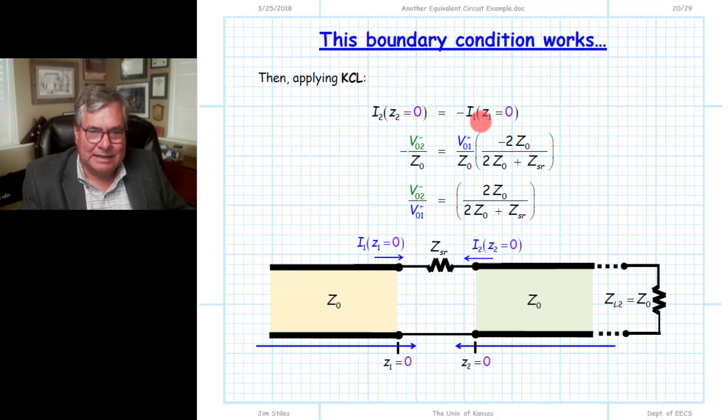We know what this is. We just determined it on the previous page, so we insert that in there, and so we can rearrange and get this result. And so this is the ratio of V02 minus to V01 plus that we get, defining the wave amplitude in the second side. Same exact answer as what we had before.